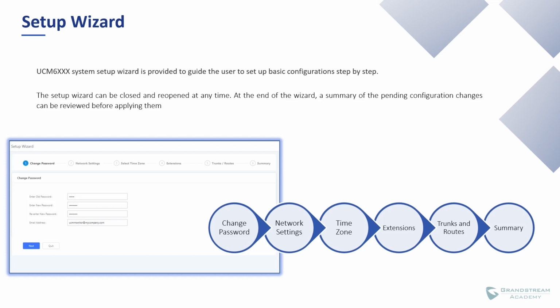Users can create new extensions using the setup wizard. Trunks and routes can also be configured directly in the beginning using the wizard. At the end of the wizard, a summary of the pending configuration changes can be reviewed before applying them. And of course, the setup wizard can be closed and reopened at any time.